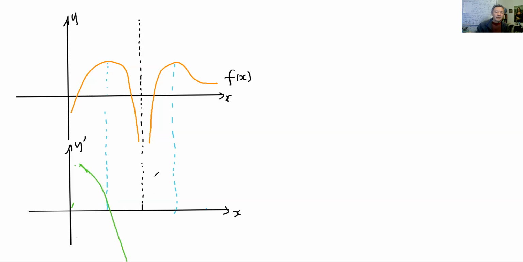And then here they start again. That's also 0. It would be always positive here, starting from positive infinity, decreasing really fast to 0, then going to negative, and going back to 0. Okay.